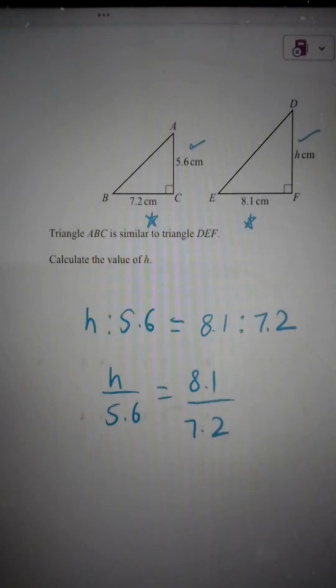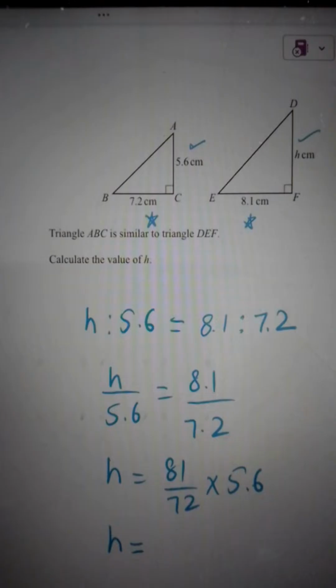We know that the ratios can be expressed like this. H is equal to, it can be written, 81 by 72. When the decimal is at the same place, with only one digit in the decimal part, the decimal can just be removed, 81 by 72, and multiply by 5.6. Calculate the value of H here.